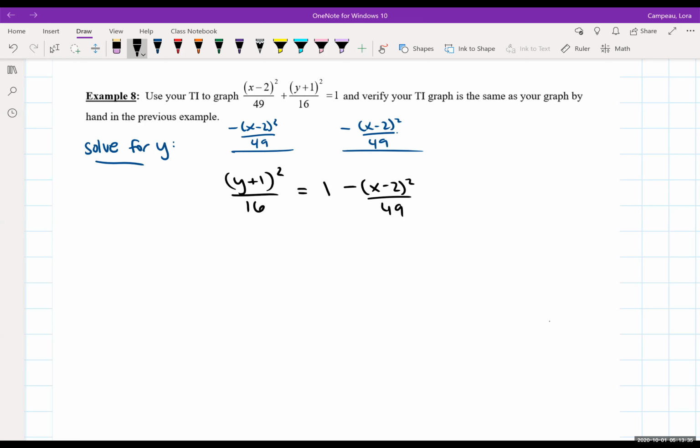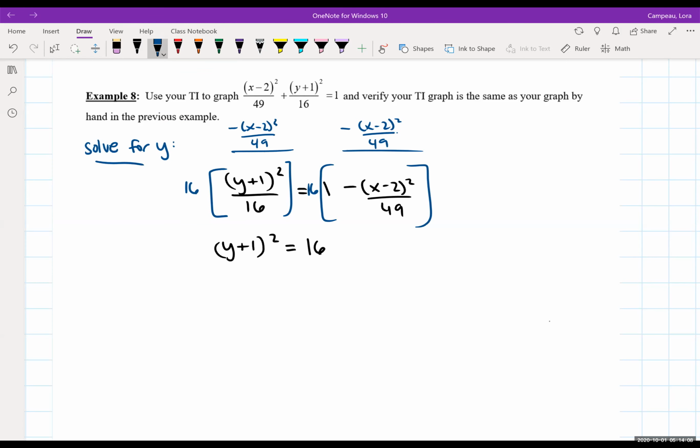Our TI can handle most of these things without having to simplify too much, but let's take a look at isolating that y. I'm going to remove the 16. So what I'd like to do is multiply 16 to both sides of the equation. And so what that would leave me with on the left side would be (y + 1)². And on the right-hand side, I'm not going to bother distributing the 16. There's no need to unless you want to get rid of the extra set of parentheses.